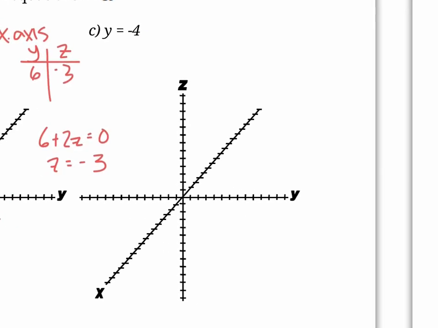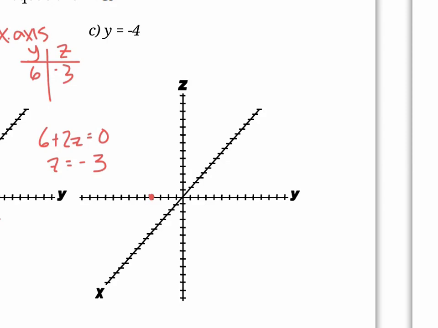And then we have this one, y equals -4, the simplest equation of them all, but what does that actually mean? Well, again, y is the only thing here. It doesn't have x, and it doesn't have z. If you remember what that means, it's parallel to the x and z axes, or parallel to the xz plane, and it has a y-intercept of -4. So we can easily plot that y-intercept of -4 right there, and it's going to be parallel to the xz plane.